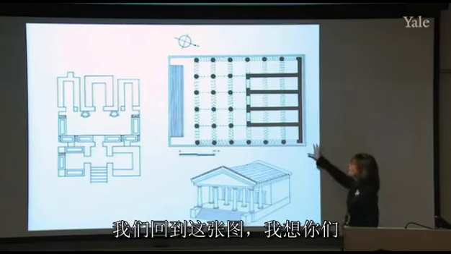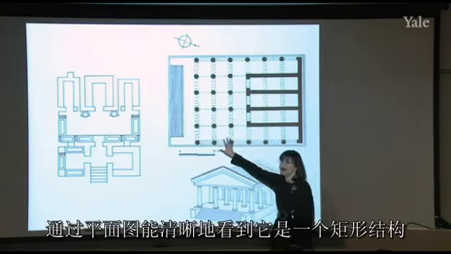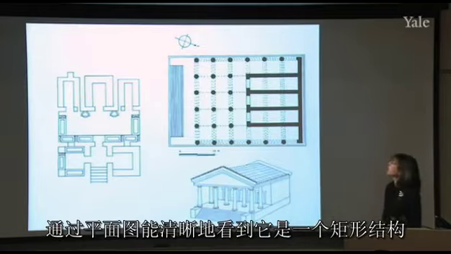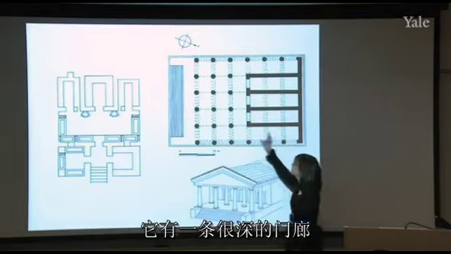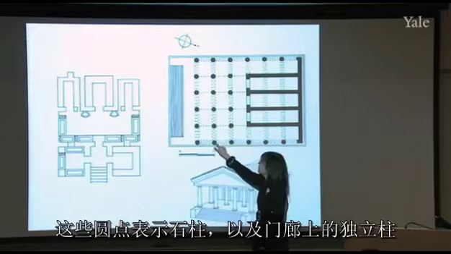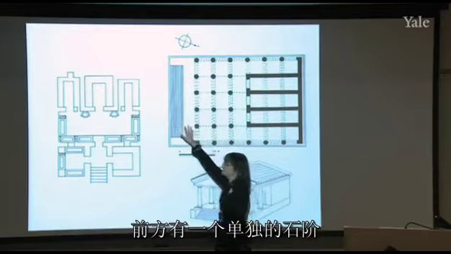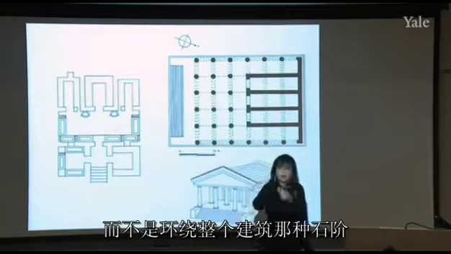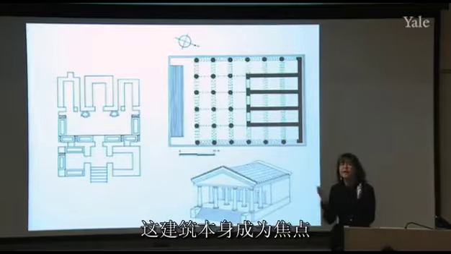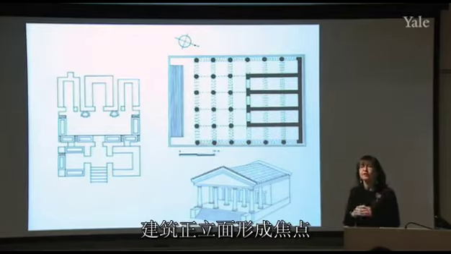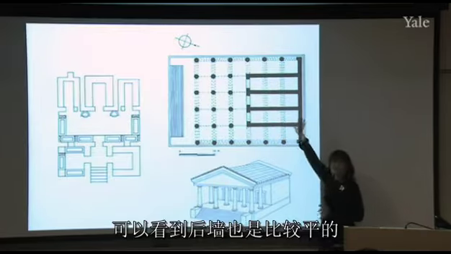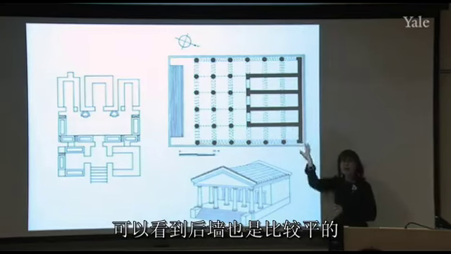So as we look at what we have here, I think you can see by looking at the plan that we are dealing with a rectangular structure. The rectangular structure has a deep porch, and these circles are columns, so there are freestanding columns in that porch. It has a single staircase at the front. Having a single staircase rather than one that encircles the building gives the building a focus. There's a focus on the facade for this structure. You can also see that the back wall is plain.